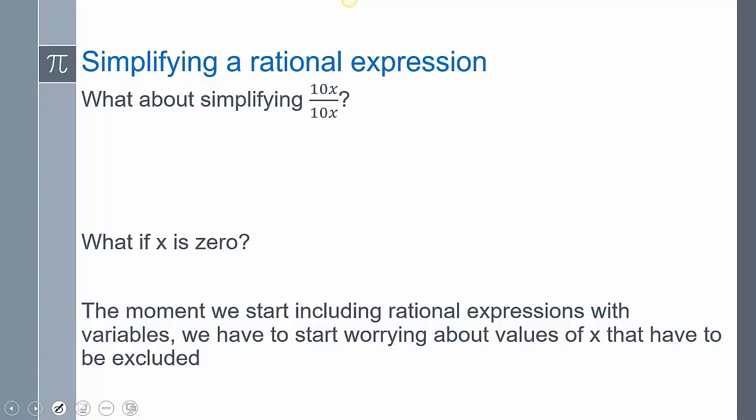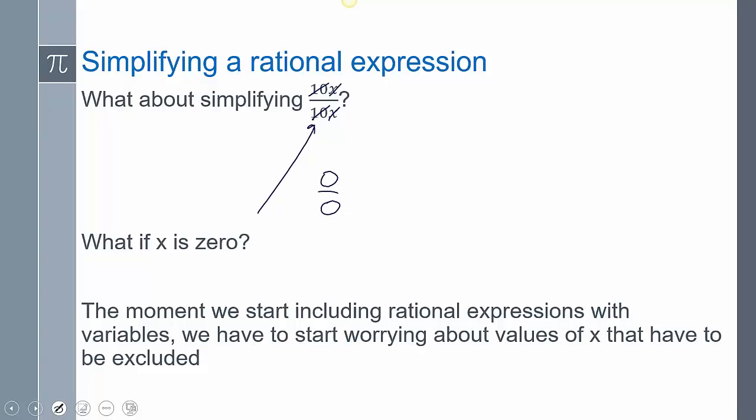But now let's look at simplifying 10x over 10x. Yes, the 10s as a factor reduce and the x as a factor reduce. But let's take it a step further. What if my x is 0? Well, if I plug 0 into the original, 10 times 0 is 0 over 10 times 0 is 0. I get 0 over 0.